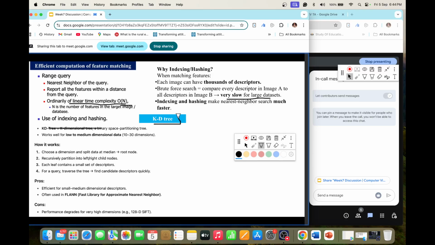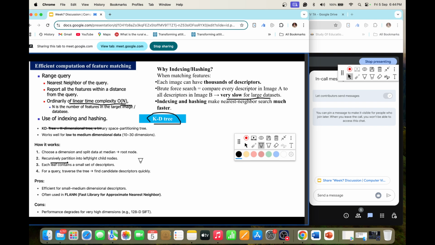We have one type of indexing known as KD tree. KD tree is nothing but k-dimensional tree. That is the full form. How does it work? It chooses a dimension and splits the data at the median or root node. Let me solve one question, the doubt will be clearer. So this is how it works. Let me just read it.